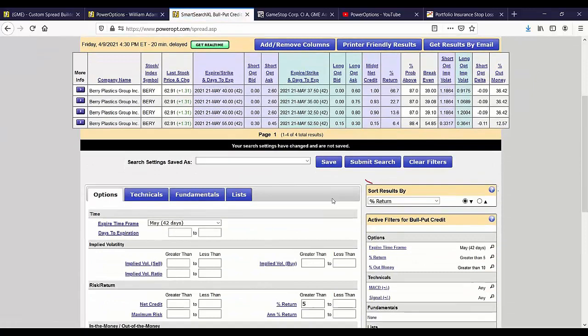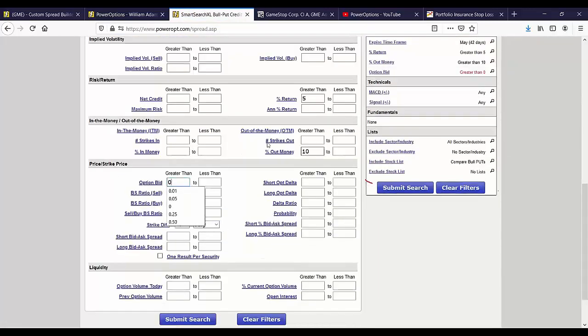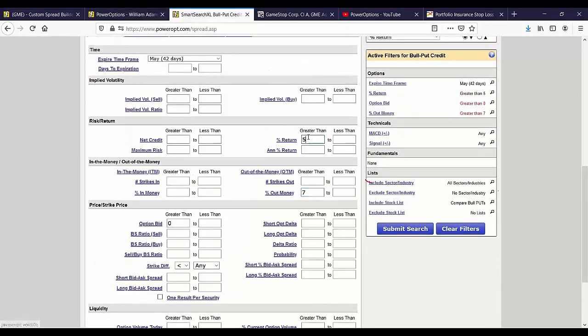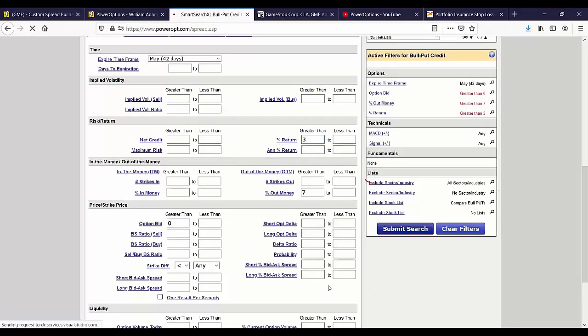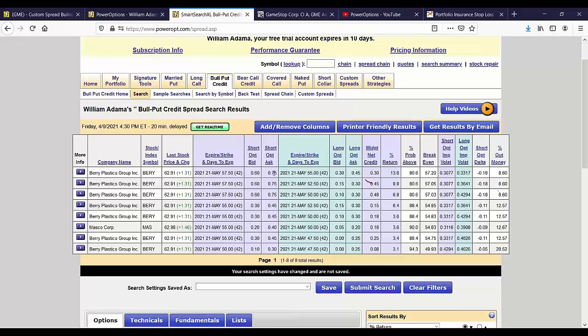It's all Berry positions. Okay, let me make a couple of changes here. Option bid greater than 0. Let's just go 7% out of the money. Masco's too low volatility. I should have seen that. And I'm just going to go 3% return. Okay. So similar strikes, but different ones. Looks like other differences. One, there it is. Okay, I'm just going to use these two.